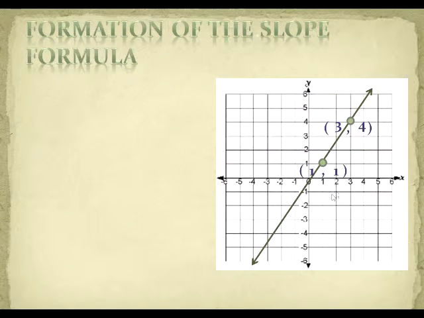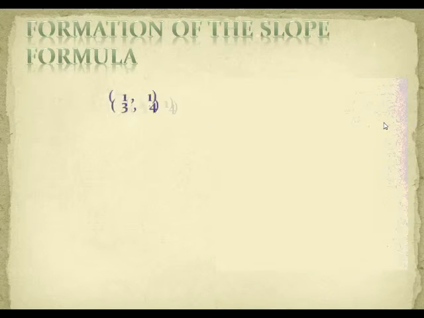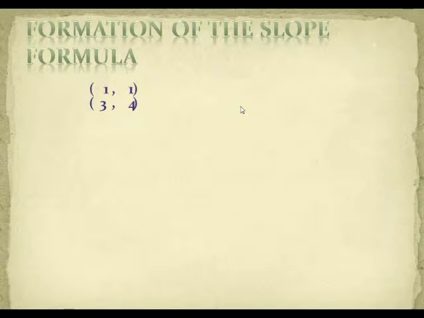So, we're going to look at what we did. We had 2 points. We didn't even need the graph for them. Point 1, 1 and 3, 4. We'll call the first one point 1, which is an x value and a y value. And the second one we'll call point 2. It's an x and a y value. Now I'm intentionally changing the numbers to x's and y's. This way we can be talking about any point to make a formula.